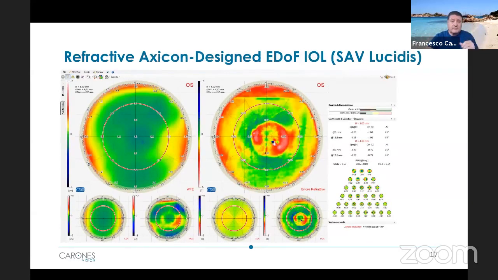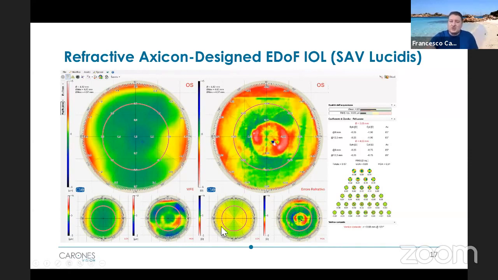And here is another one, and this is a refractive but Axicon design EDOF IOL. That's from the company called SAV IOLs from Switzerland, and the lens commercially is called Lucidis. You can see here again a red central spot. This red central spot transfers light for intermediate and near, while the surrounding part is more for distance, in this case being only on the green side.